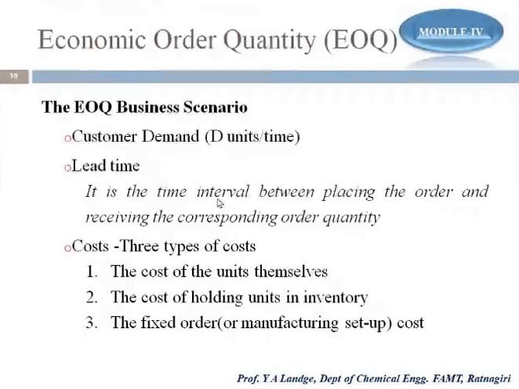What is this lead time? It is the time interval between placing the order and receiving the corresponding order quantity. Now this is also very important, because though per week I am selling 700 units, and for that let's say I need 500 units of raw material, when I give an order to the vendor, he will supply that raw material after 5 days, after 7 days. It means per week I need 500 units to manufacture 700 units.